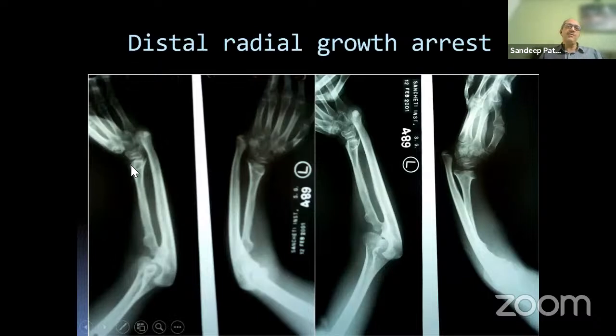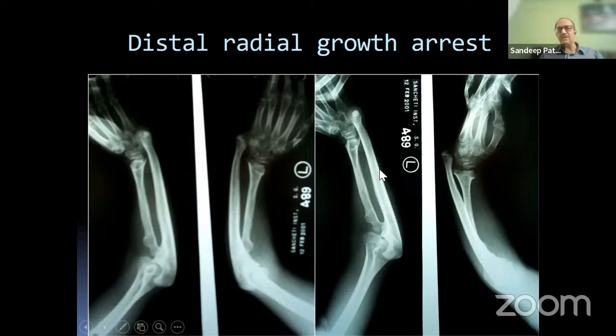Now what can be offered for this? I cannot restore growth. He's already mature. Ulna has nearly stopped growing. But the ulna has grown so far ahead that it is causing deviation and the radius is short. So I need to balance this out. I did not want to do too much of a lengthening because the difference was quite a lot. So I did a compromise.